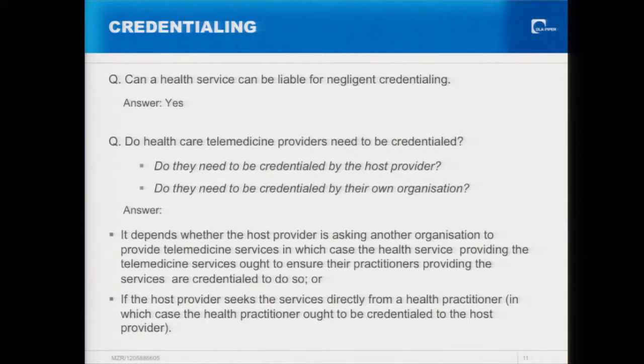The next thing I wanted to mention was credentialing. Now, can a health service be liable for negligent credentialing? Well, the answer is yes. It's just like any other issue of hospital management, that if somebody is injured by negligence of the hospital or health facility, then there can be a liability to the patient.